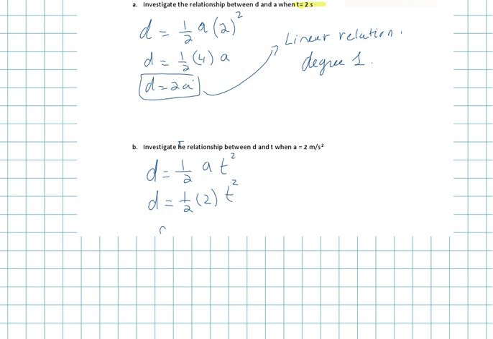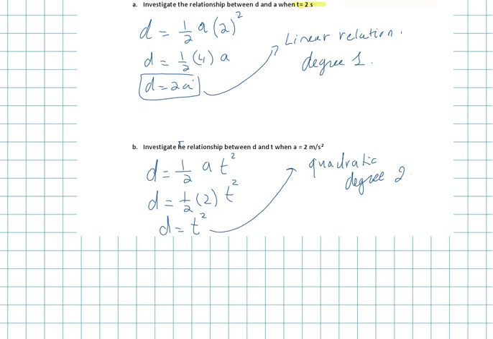Quadratic, degree 2, right? So in this case, it depends on which independent variable you set to be constant. If you set the A to be constant, then you're going to end up with quadratic. If you set the T to be constant, you're going to end up with linear. Okay? Are we okay with this? Everyone is okay with that.